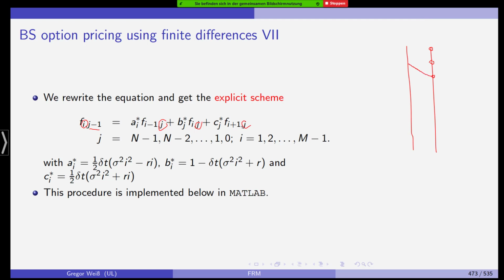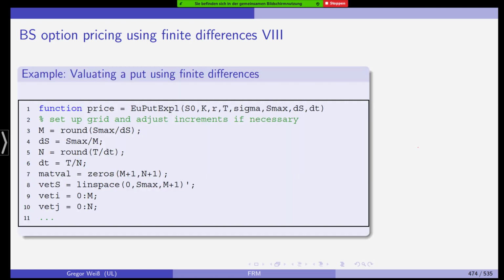They all three enter this point here. And then we have AI star, BJ star, and CJ star, and these are given by these. A lot of formulas, not very complicated, but it takes a lot of time to implement it in Matlab.